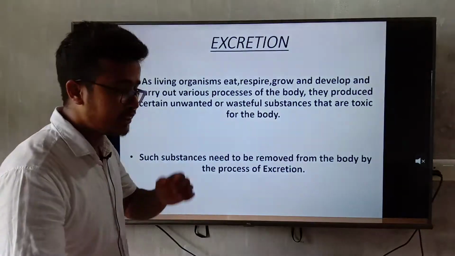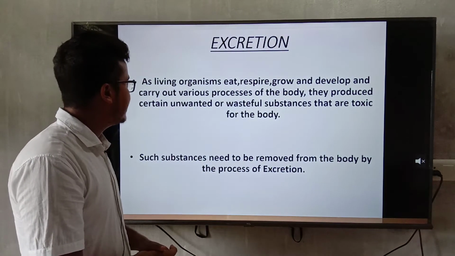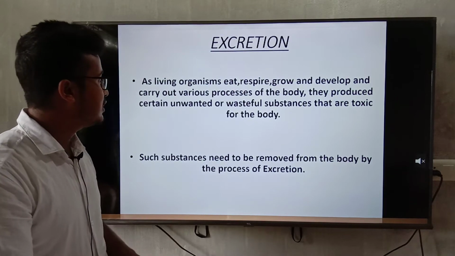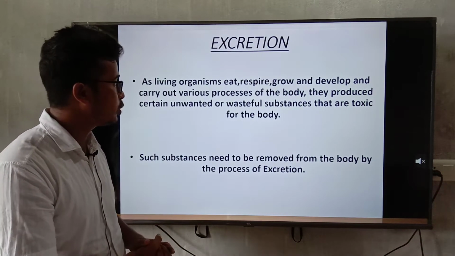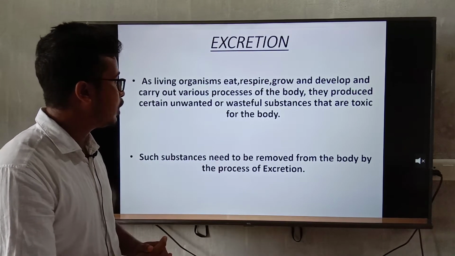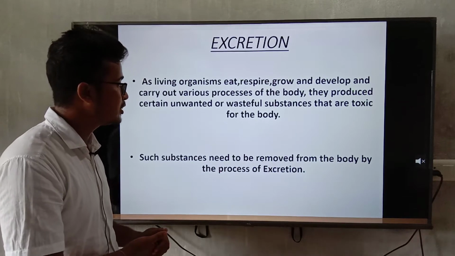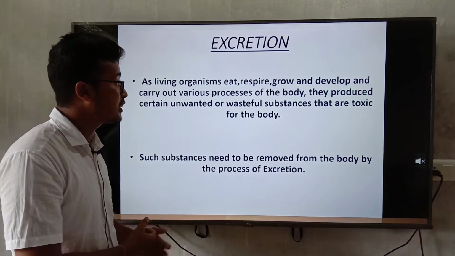So after this, another topic which is excretion. Excretion means as living organisms eat, respire, grow and develop and carry out various processes of the body, they produce certain unwanted or wasteful substances that are toxic for the body. Such substances need to be removed from the body by the process of excretion.